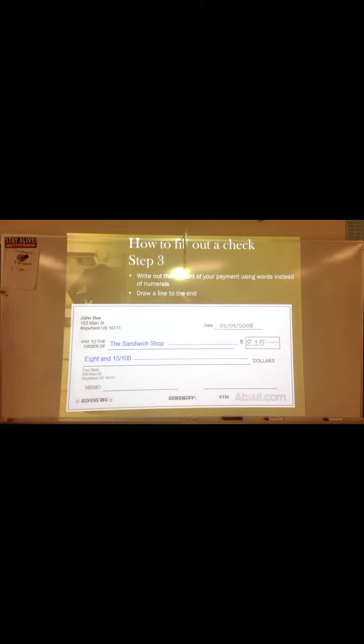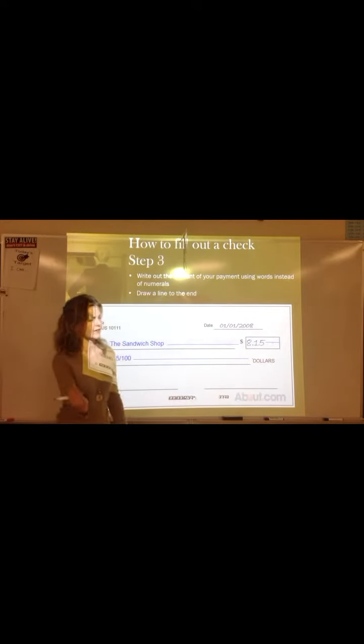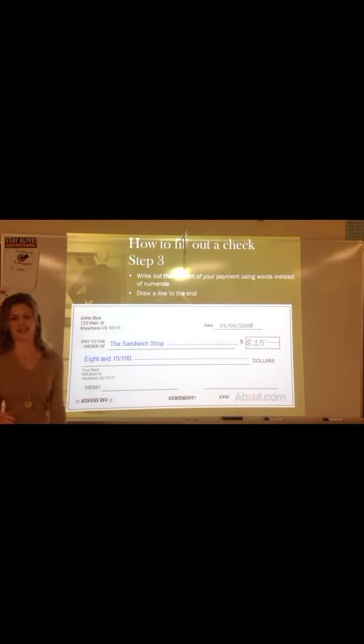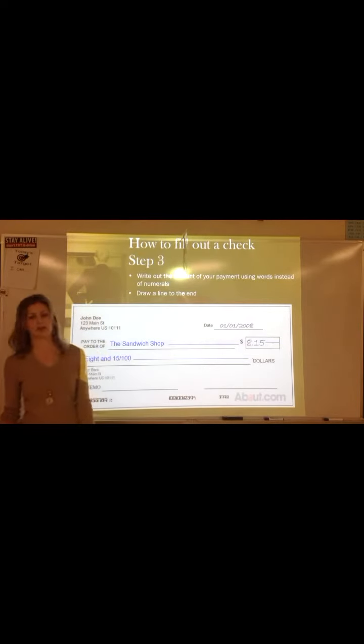Here's something else. Please do not write the word dollars. You don't need to. It's already here. Time. Everything's speed here when you're writing checks, okay? So you don't need to write the word dollars after 8 and 15 over 100. Dollars is already there. Of course, make that safety line. There's your third and final safety line on a check. That way nobody can add additional information on there. Okay?